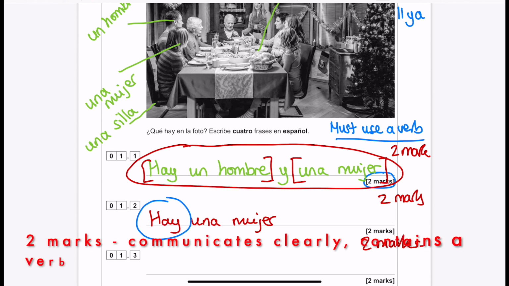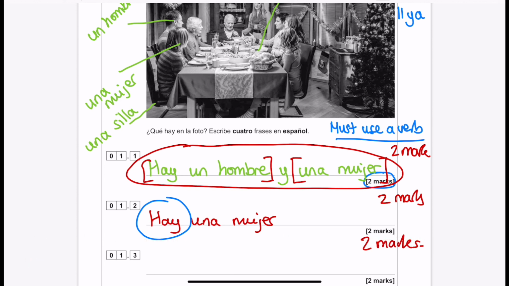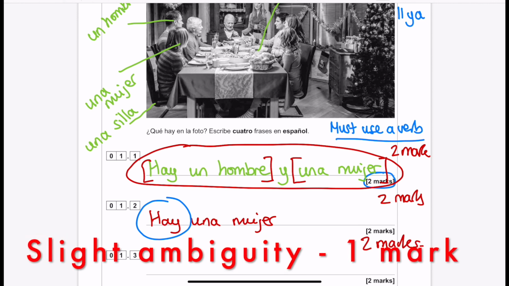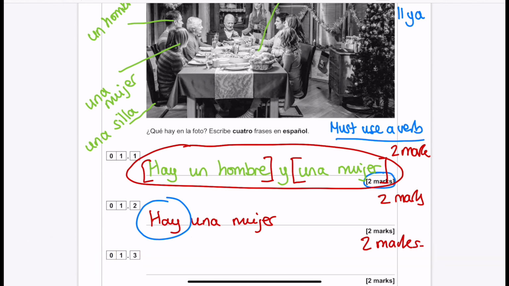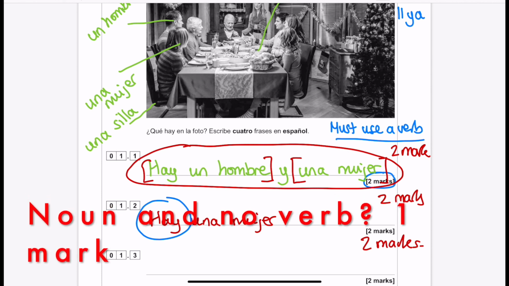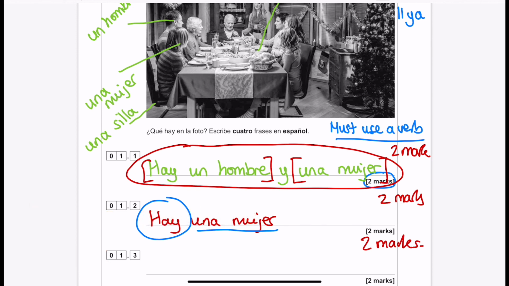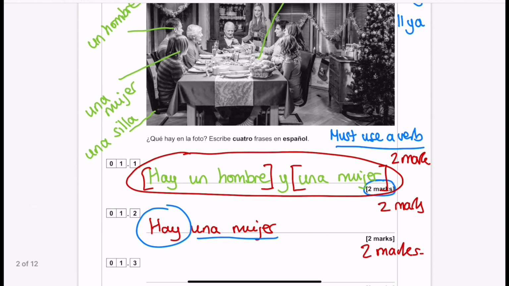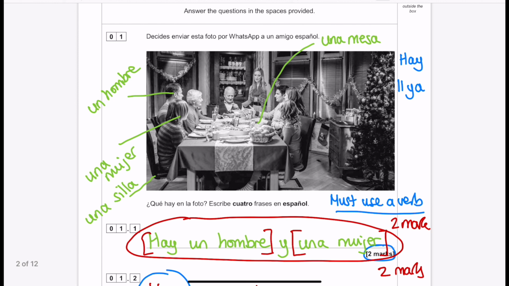The 2 marks are rewarded for communication if it's clear. So if you keep it nice and simple, you need to use verbs. And if it's clear, you get the 2 marks. If there's a little bit of ambiguity, so for instance, hay dos una mujer, there are 2, a woman, then you would probably get 1 mark because you're communicating something. However, if it doesn't make any sense, you'll get 0 marks. Remember, you must use a verb. If you don't use a verb and just write a noun such as una mujer, you would only get 1 mark as well.